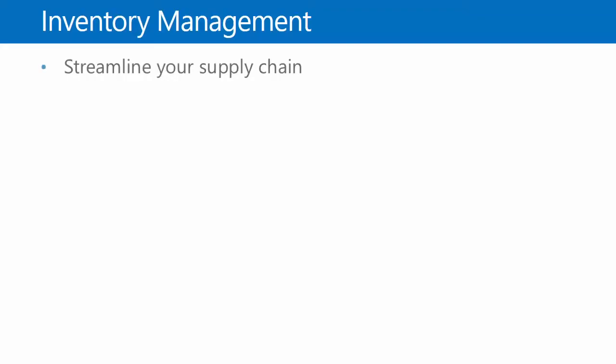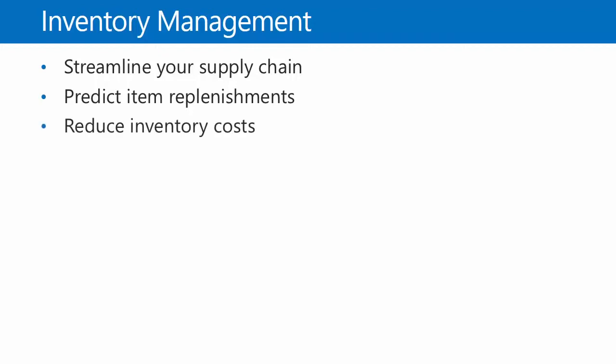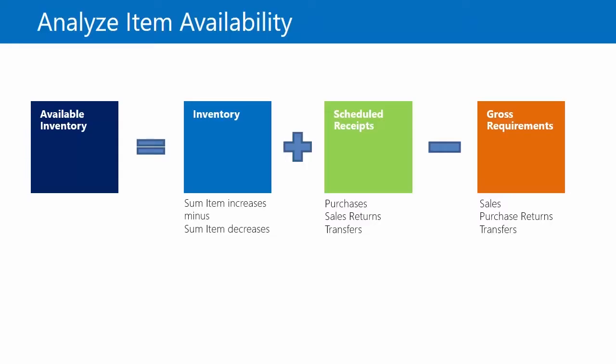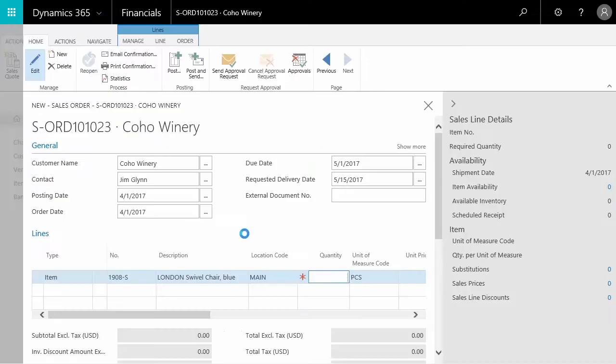Use Microsoft Dynamics 365 for Finance and Operations Business Edition to streamline your supply chain. Built-in intelligence to predict when and what you need to replenish will help you to reduce inventory costs and avoid shortages and lost sales. When selling items, it's important to get a detailed view of an item's availability, taking into account the location and the date it needs to be available.